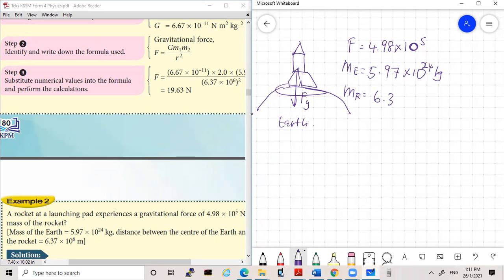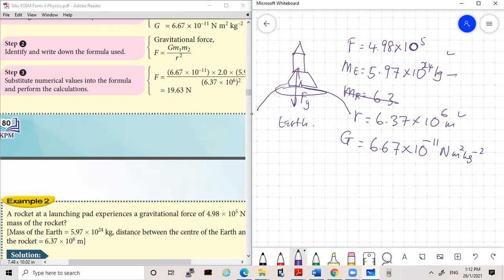What is the mass of the rocket? It is not given. And the distance between center to center, R, is 6.37 times 10 to the power of 6 meters. We just have this data, and of course the gravitational constant, which is equal to 6.67 times 10 to the power of minus 11 Newton meter squared kg to the power of minus 2. So 1, 2, 3, 4.